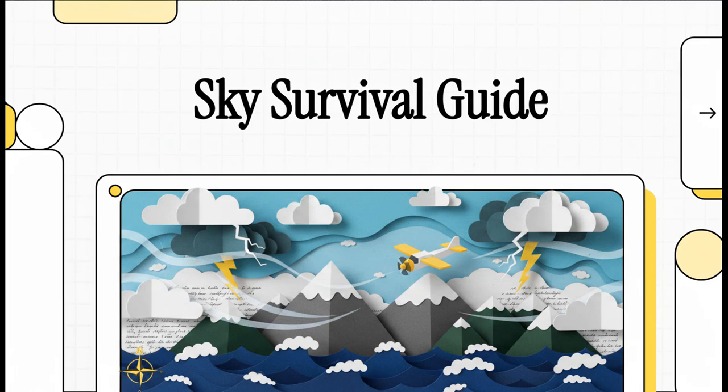Welcome to this explainer. Today we're taking a stack of seriously dense meteorological student data and turning it into, well, a high-stakes sky survival guide. We're going to decode the invisible dynamics of the atmosphere so you can understand exactly what pilots are facing when they launch into the unknown.